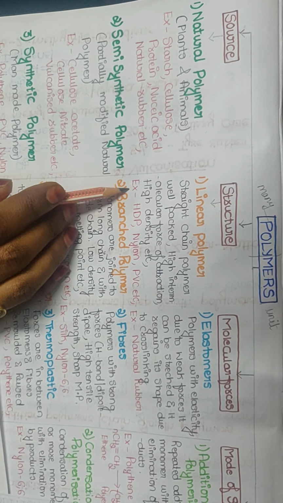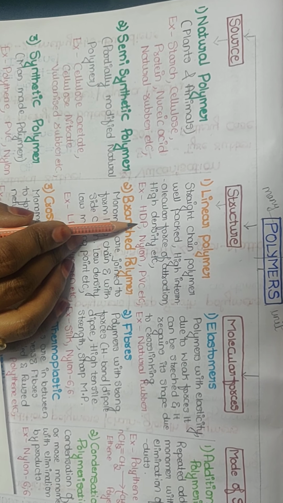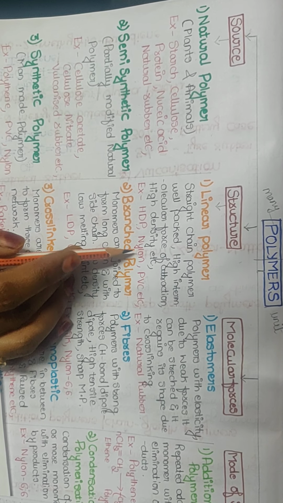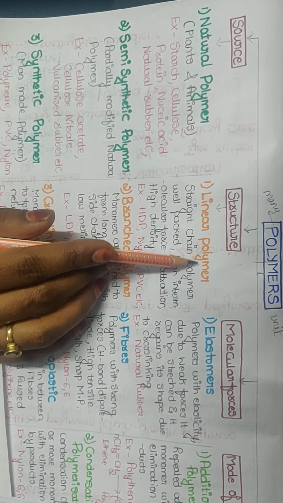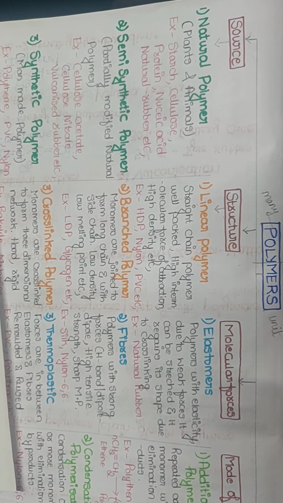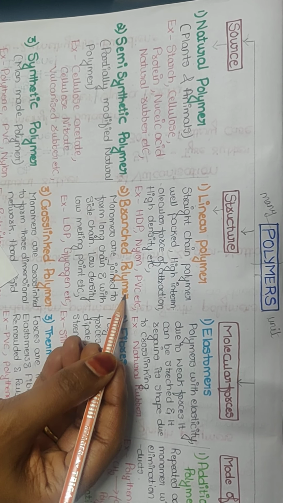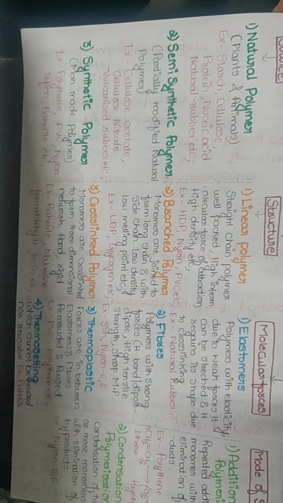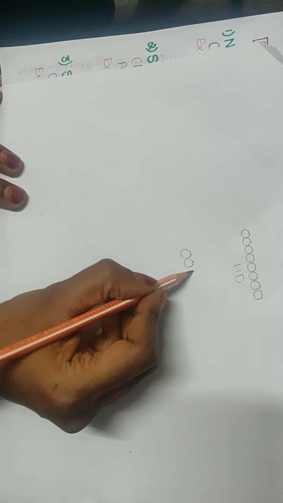The best example for linear polymer is high density polythene. Not only that, nylon, which is used as a fabric and has a very high tensile strength, can be taken as an example for linear polymer. The next is branched polymer. Here you should know the difference between branched polymer and cross-linked polymer. In the case of branched polymer and cross-linked polymer, what are the differences?